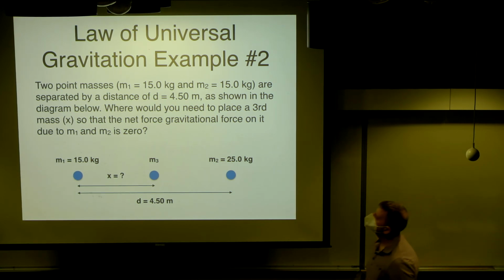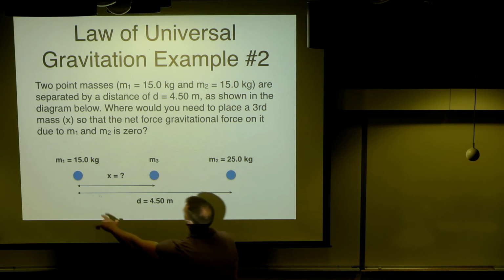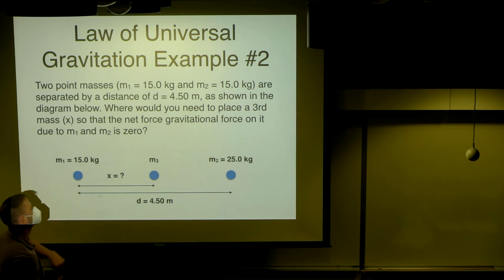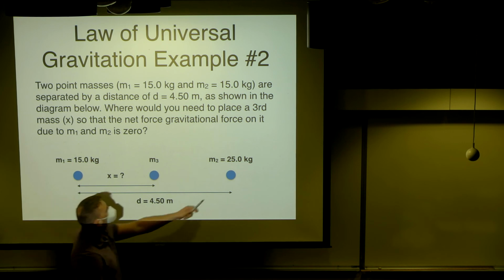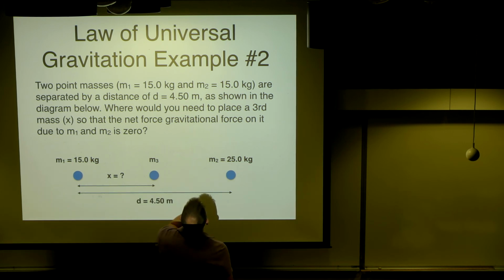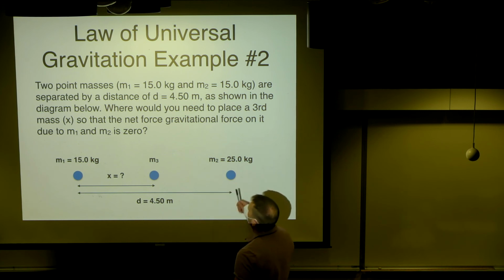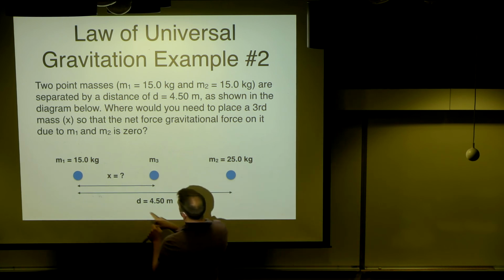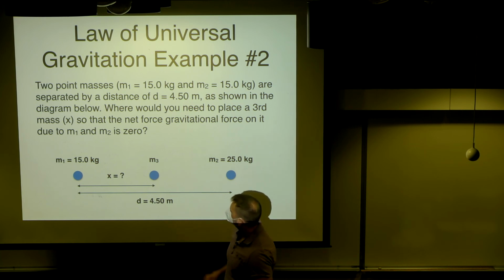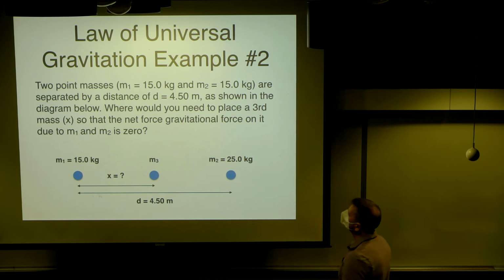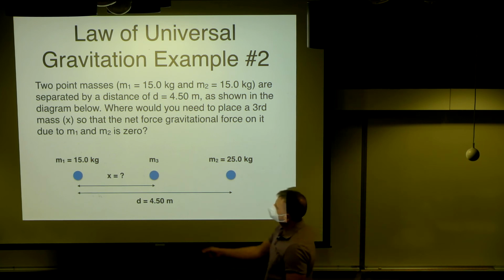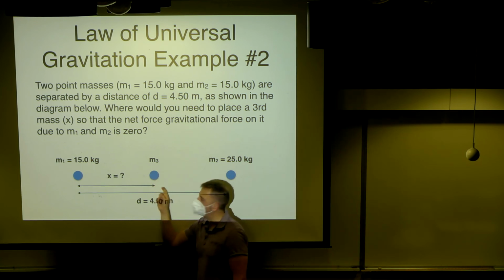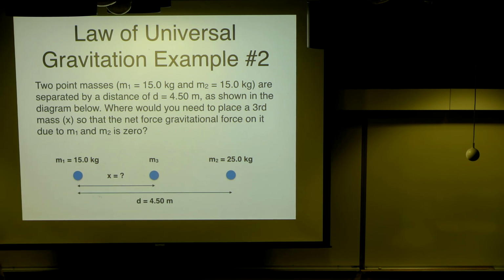So here I have 2 point masses. M1 is over here with a mass of 15 kilograms. M2 is over here with a mass of 25 kilograms. That should say 25 kilograms. Okay, sorry about that. So let's say these two masses are separated by a distance, which I'm calling d, of 4.5 meters. All right, let's say we had a third mass, M3. Question is, where could I put the third mass so that it has zero net force acting on it?